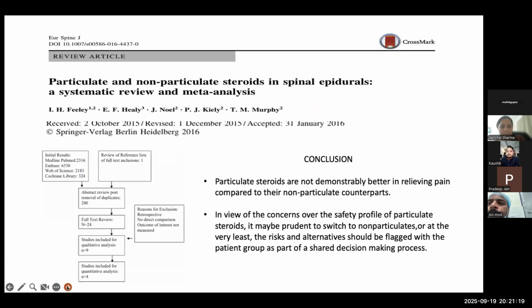So the next study is a review of particulate and non-particulate steroids in spinal epidurals, which was a systematic review and meta-analysis published in the European Spine Journal. Again, this was a huge study which included around 8,000 literature papers, and they finally concluded from this that particulate steroids are not demonstrably better in relieving pain, and in view of the concerns over the safety profile, it may be prudent to switch to non-particulates.